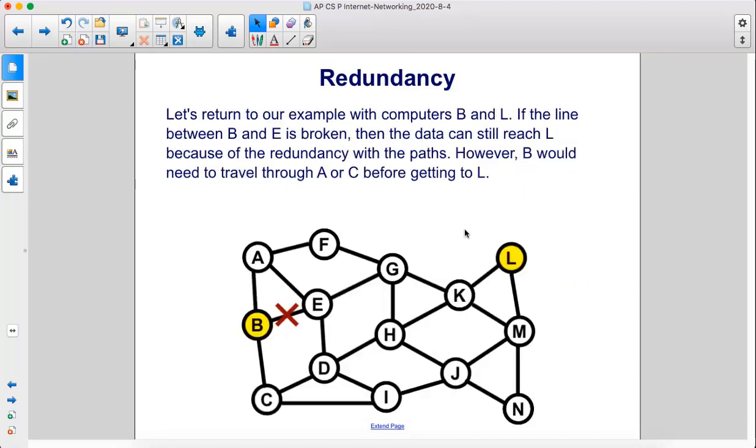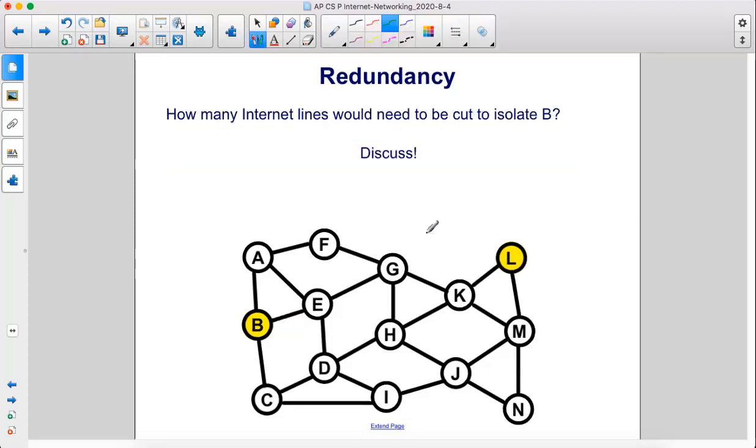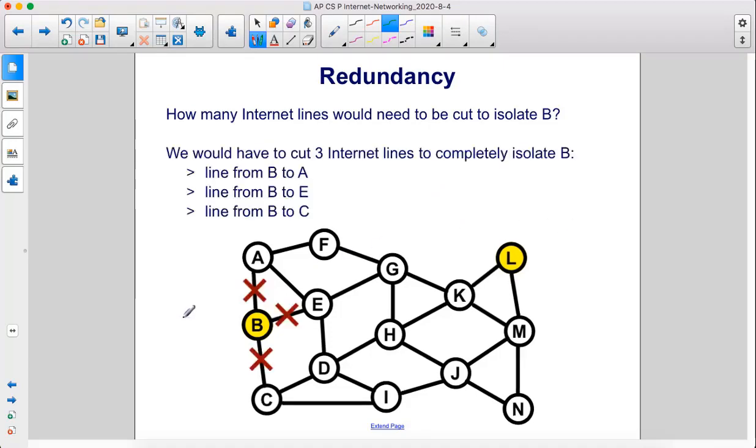Let's return to our example with computers B and L. If the line between B and E is broken, then the data can still reach L because of the redundancy with the paths. However, B would need to travel through A or C before getting to L. How many internet lines would need to be cut to isolate B? Discuss. We would have to cut 3 internet lines to completely isolate B. The line from B to A, from B to E, and from B to C.